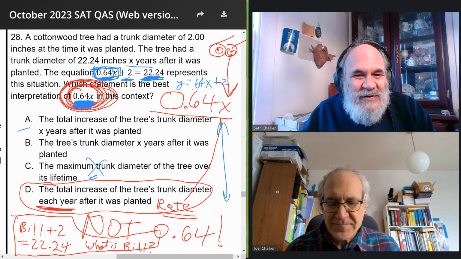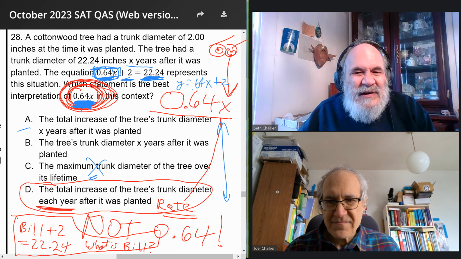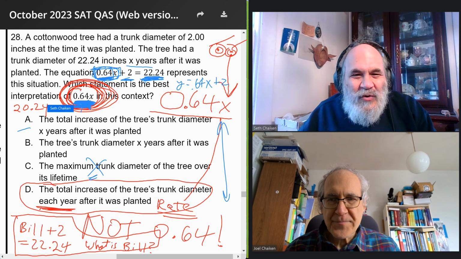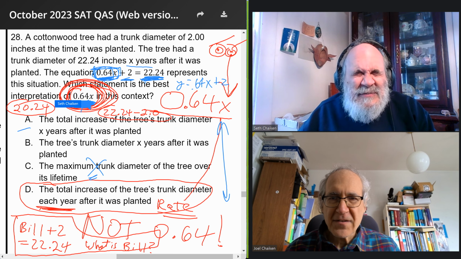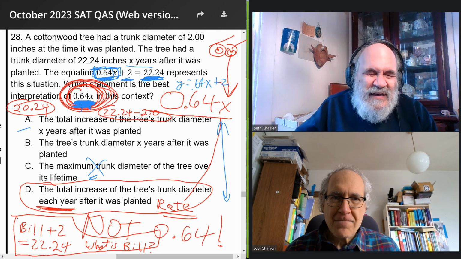Well, okay. What they could have written is 20.24. Well, they could have written 22.24 minus 2. Any of these would have the same answer. Yeah, they could have put anything in. And they did.